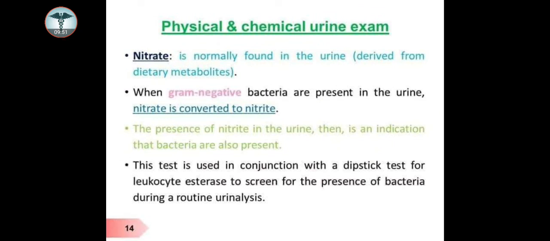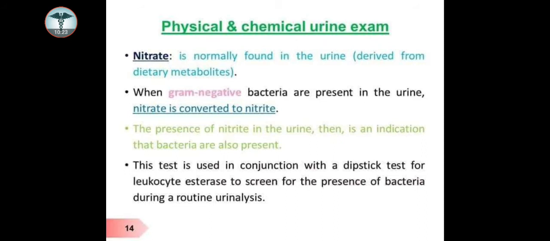Nitrite. Nitrate is normally found in the urine, derived from dietary metabolites. When gram-negative bacteria are present in the urine, nitrate is converted into nitrite. The presence of nitrite in the urine is an indication that bacteria are also present. This test is used in conjunction with the dipstick test for leukocyte esterase to screen for the presence of bacteria during a routine analysis.